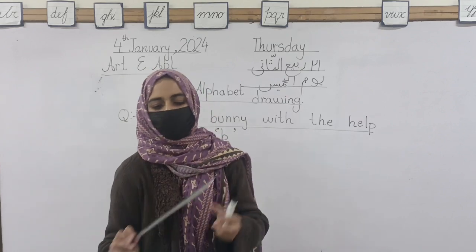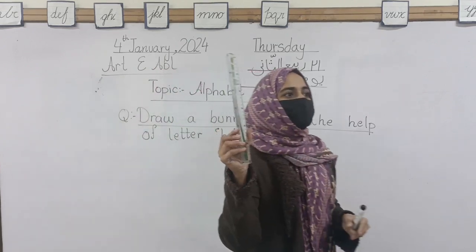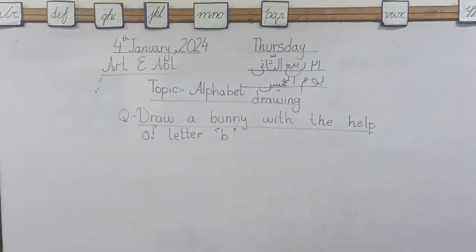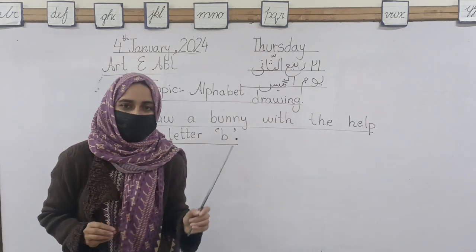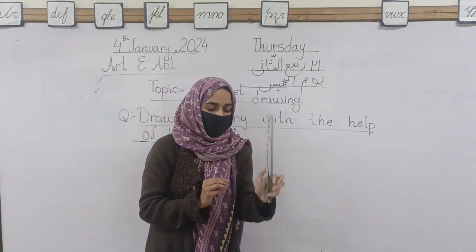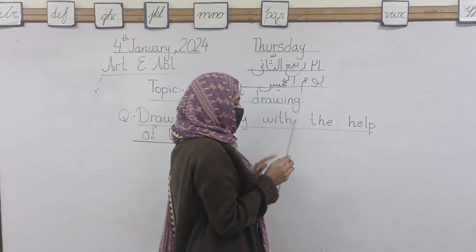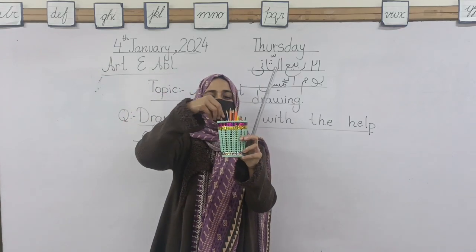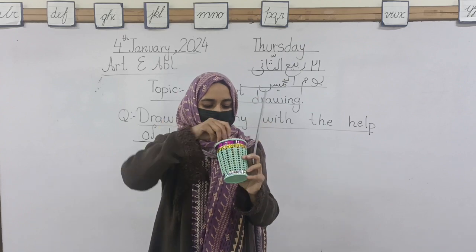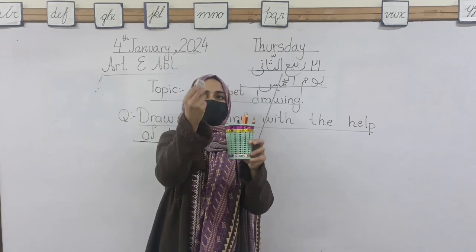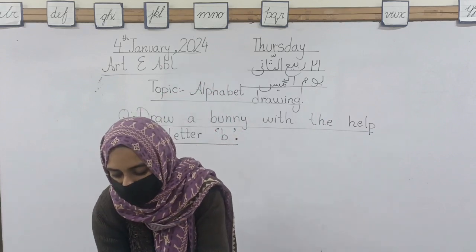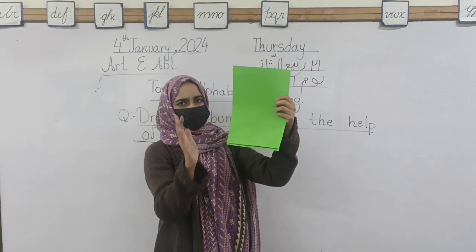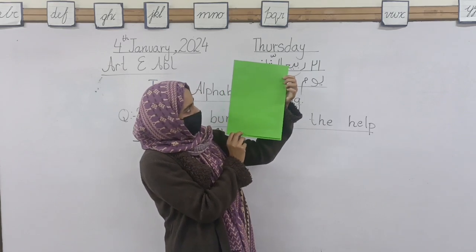First of all, hold a scale in your hands. Okay, students, hold the scales. Have you held it? Students, once again, I'm going to repeat the materials required for this drawing. First of all, a scale or ruler. Then you have colors, and a sharp pencil, and an eraser as well. And you have a colored A4 sheet, and it may be white, no issue. I have green as you see it.